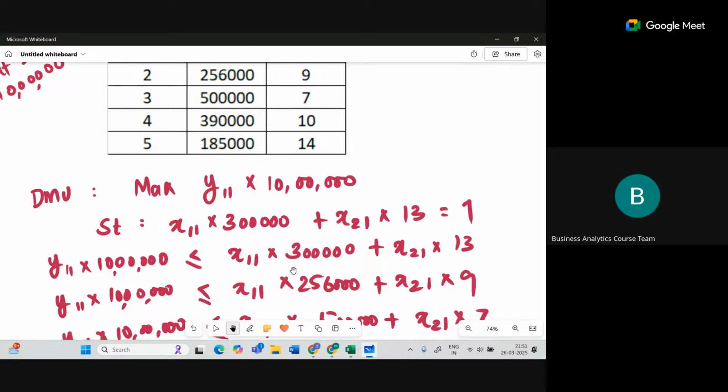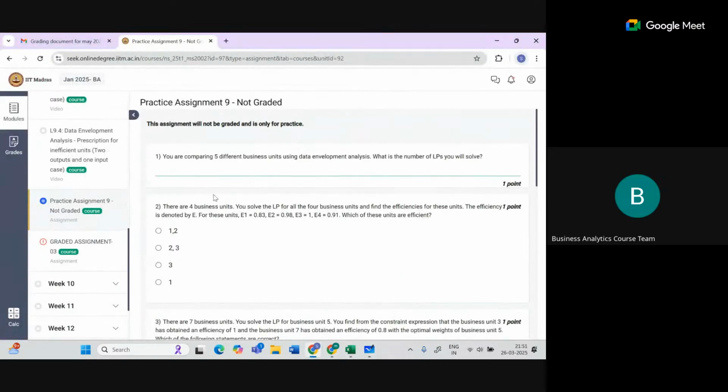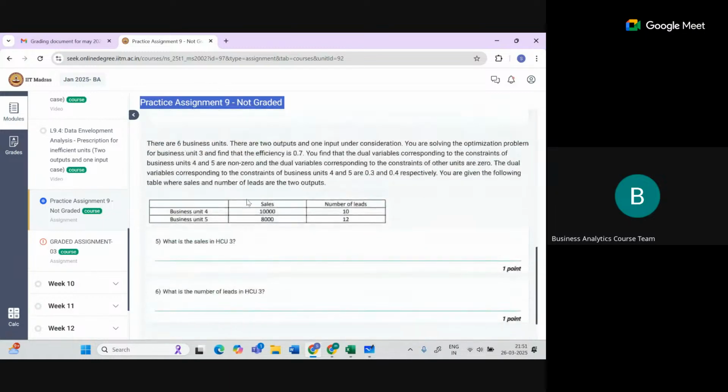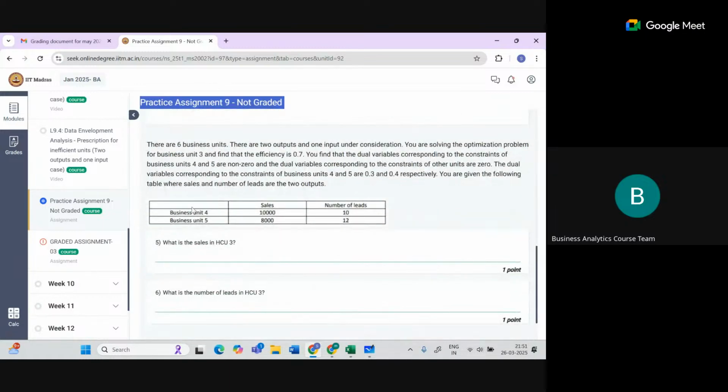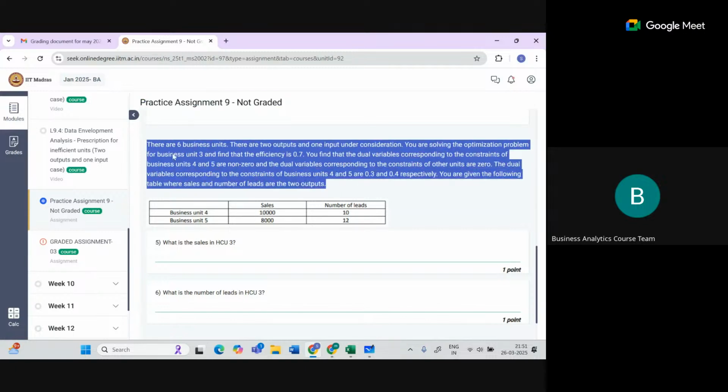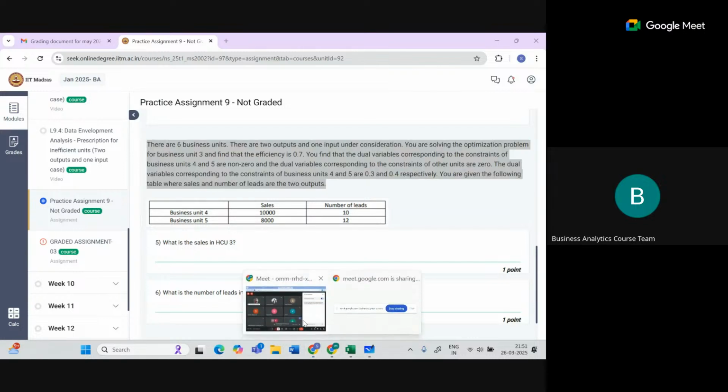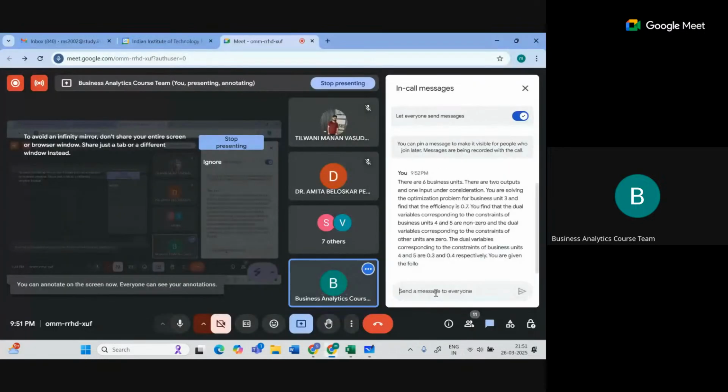So these are the theory part. The most important part of DEA is your numericals. You have a practice assignment. If you take this question, for example, there are 6 business units. There are 2 outputs and 1 input under consideration. Let's solve this question. I can copy and paste this on the chat, and you can have a try at this. This is very important.